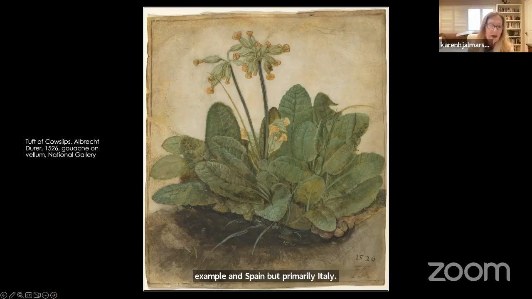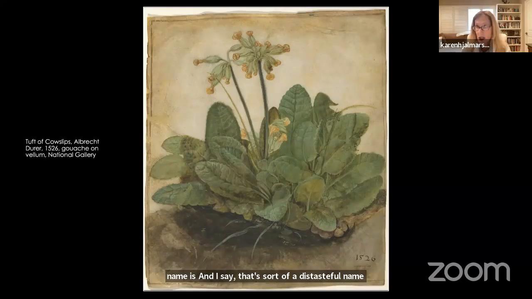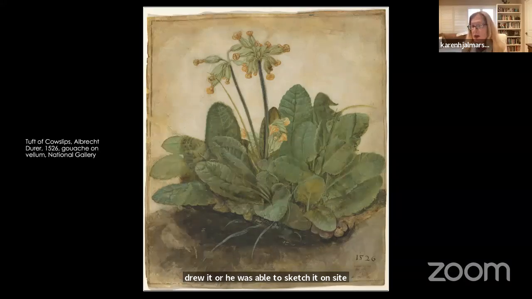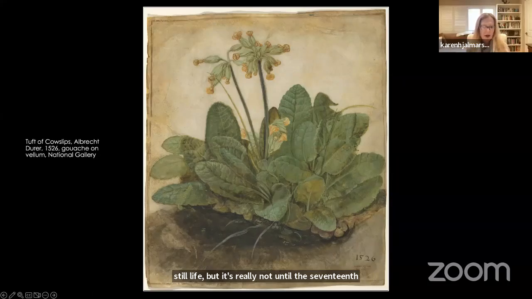So in 1526, Dürer does this wonderful gouache, and it's hyper detailed. It's hyper real. This is called cow slips. Now, cow slips, actually, the real name is cow slop. And you might say, ooh, that's sort of a distasteful name. But they were often found in cow pastures. So perhaps what Dürer did is he either scooped this up and placed it in his studio and drew it, or he was able to sketch it on site. We're not quite sure. But suffice to say that in the Renaissance, artists are experimenting with the idea of still life, but it's really not until the 17th century that they get this really deep focus on still life painting.